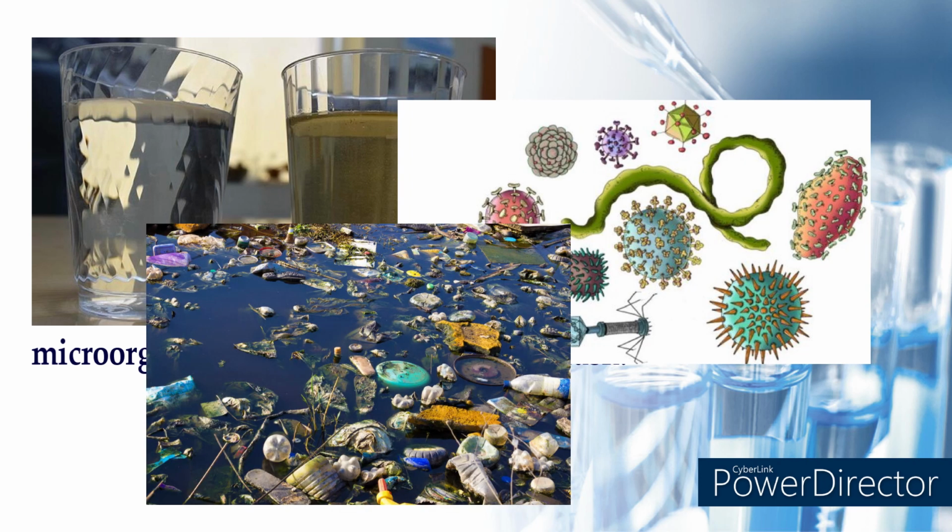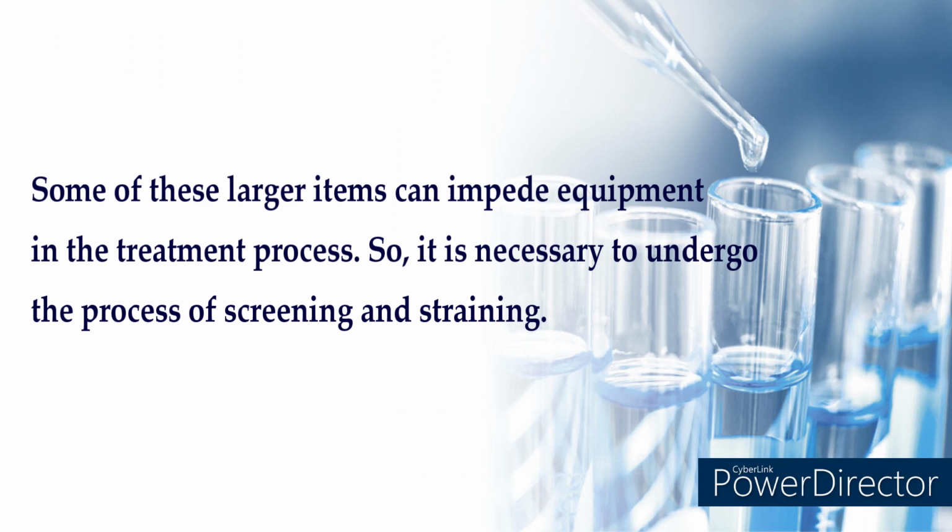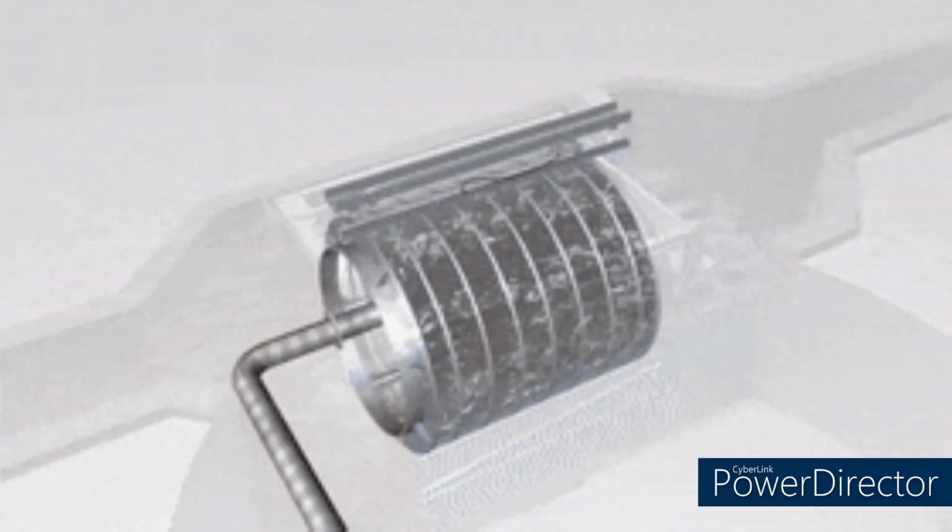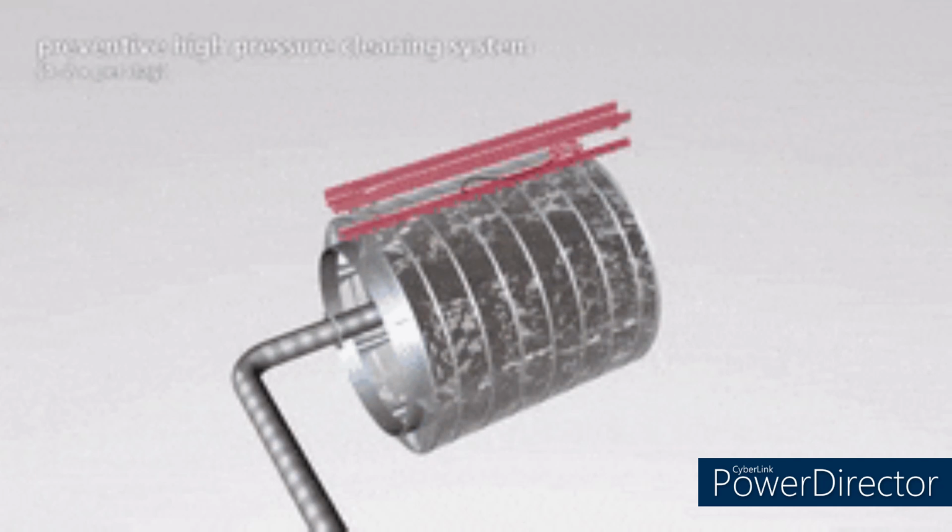The material may be organic or inorganic, suspended or dissolved, inert or biologically active, and vary in size from colloidal to a tree trunk. Some of these larger items can impede equipment in the treatment process, such as a tree limb getting stuck in a water pump impeller. So the first process in conventional water treatment is to screen or strain out the larger items.